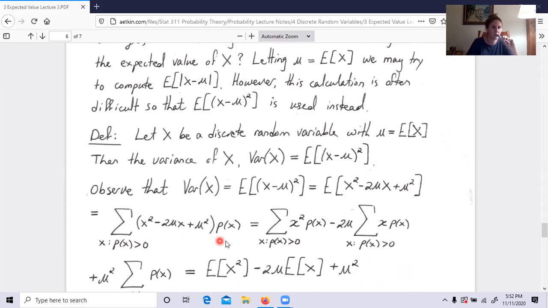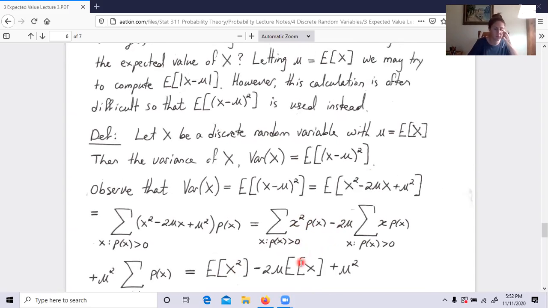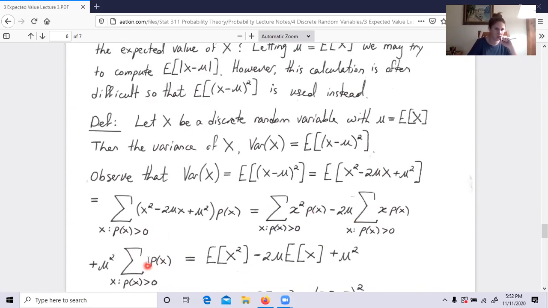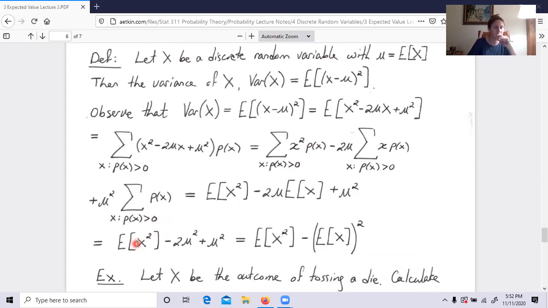So what do we get here? First guy is the expected value of x squared. Yes, that's the expected value of x squared. Agreed? Next is minus 2 mu times the expected value of x. Here it is. And the last thing is just mu squared. The sum of the probabilities must equal 1. Everybody understand? So what we have is the expected value of x squared minus 2 mu squared plus mu squared, which is the same as simply the expected value of x squared minus the square of the expected value.